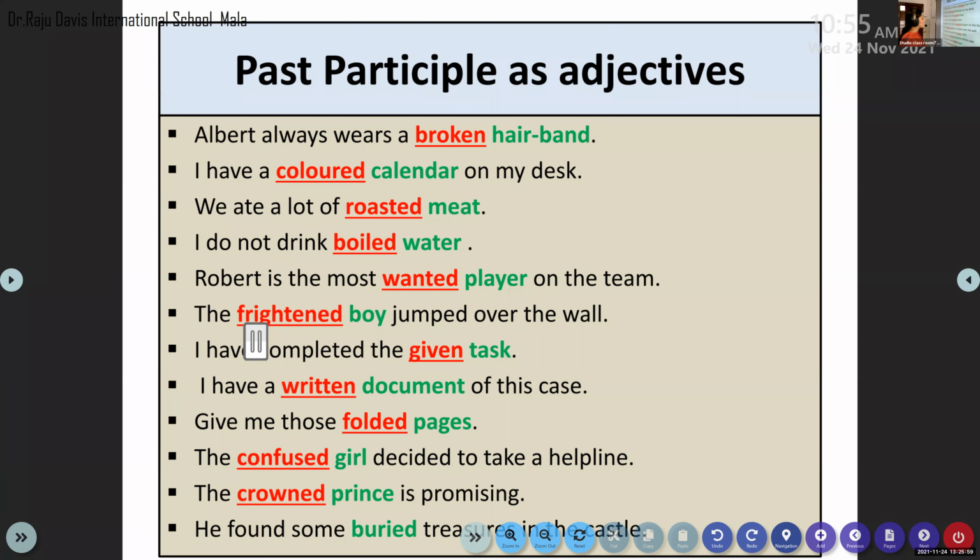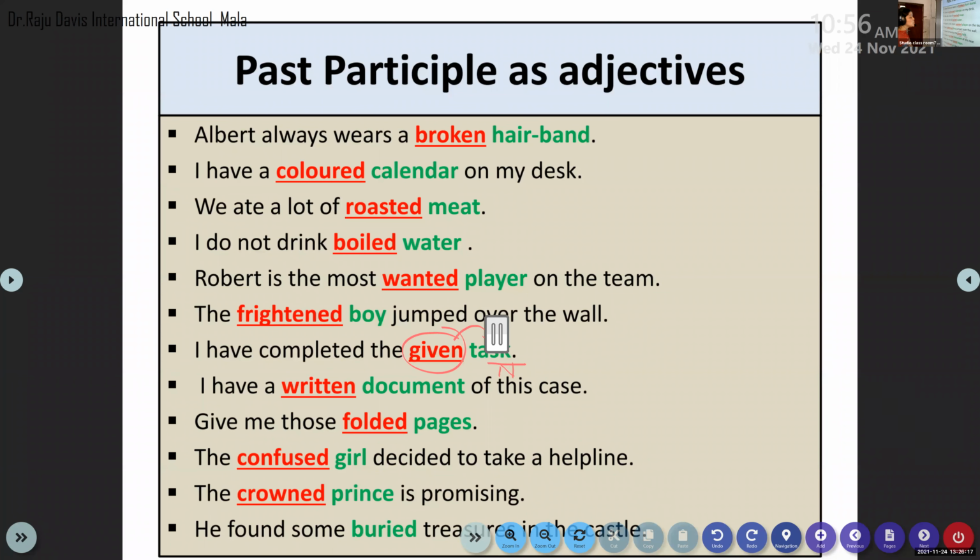I have completed the given task. Task is a noun, and given is a past participle form which is used before a noun here. This past participle form, in function, is a verbal adjective which describes the task, the noun.